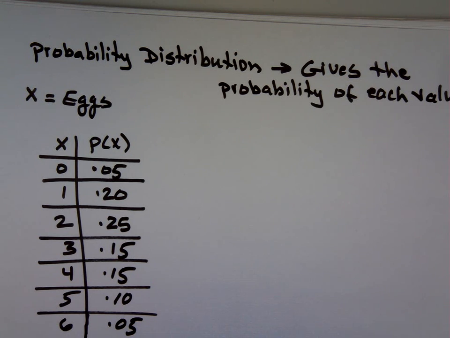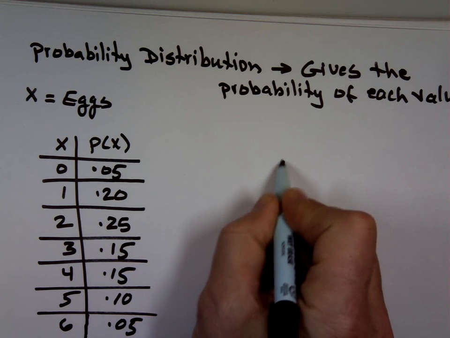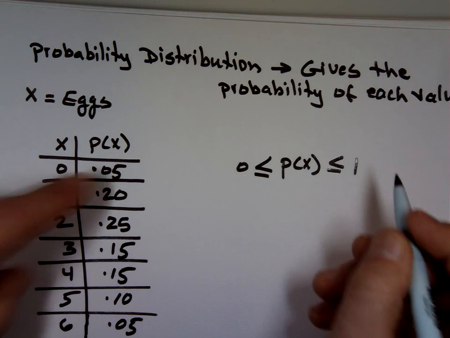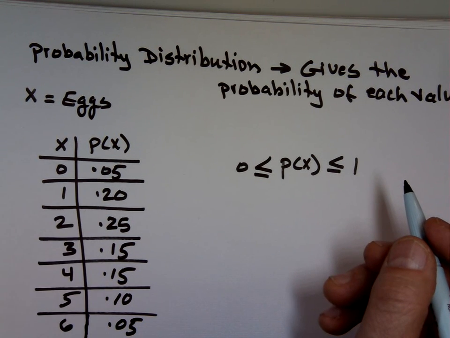Now, if you're given a table like this, the question is, does that look like a valid table? X is the random variable that represents the number of eggs, and P of x is the probability. Does that look like a valid probability distribution table? Well, a couple of things to look at: is the probability of any event always between 0 and 1? Look at each one of these numbers. Are they between 0 and 1? Yes. That's the first test.